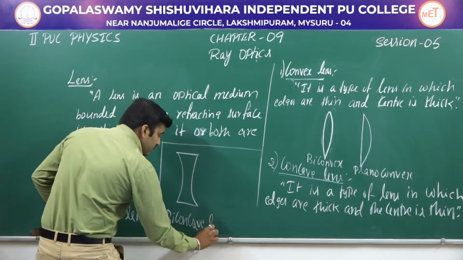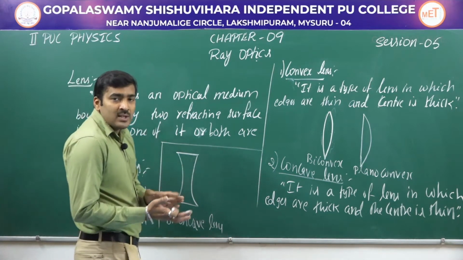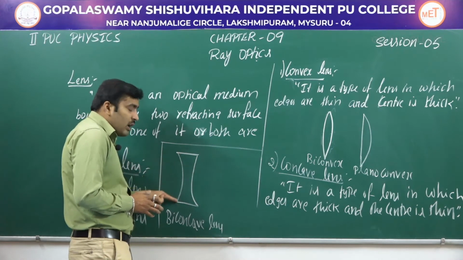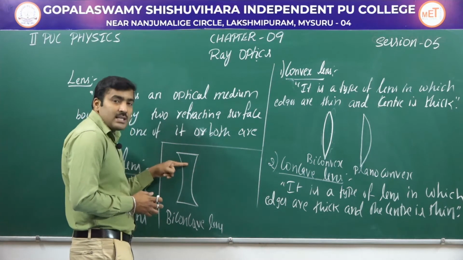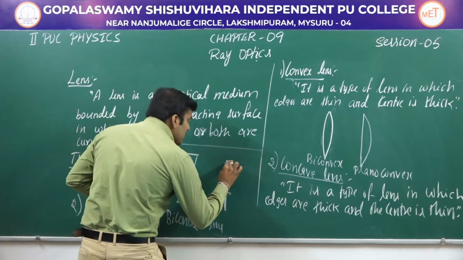Biconcave lens. Why is this a biconcave lens? Cave means curved inwards. So the two surfaces are curved inwards. That is why this lens is a biconcave lens. And we have a plano-concave lens.